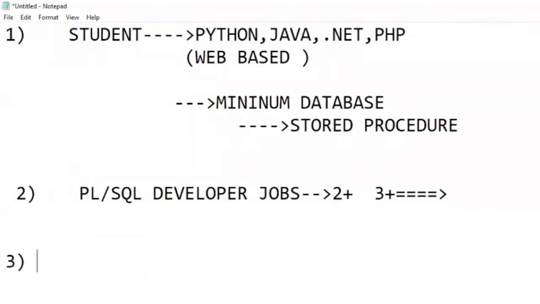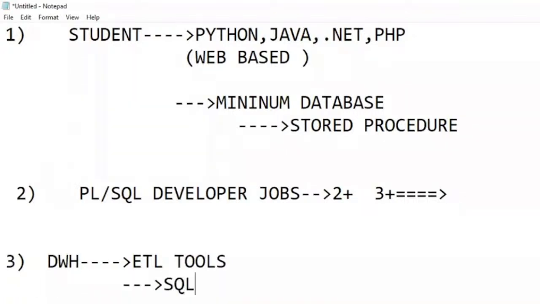Another type of person: nowadays many persons don't have very good coding knowledge, maybe non-technical persons, and they want to move into software. In that case there is one type of job: data warehousing technologies. There are ETL programmers and reporting programmers. ETL means extraction, transformation, and loading tools. These persons need a little SQL knowledge; PLSQL is not required.